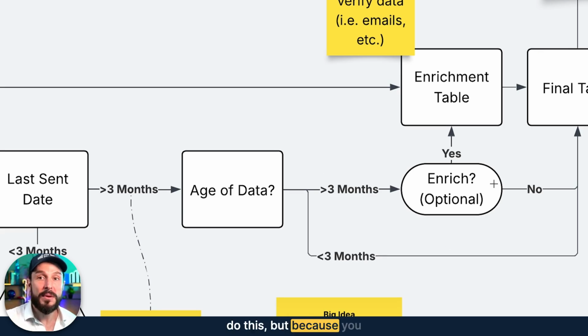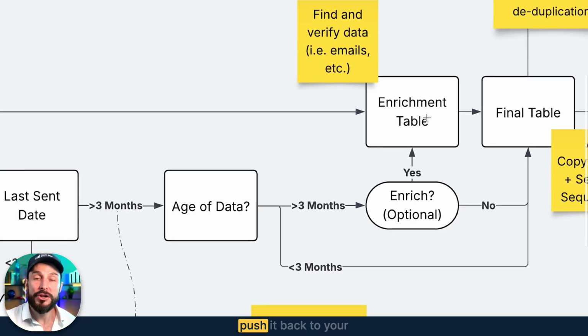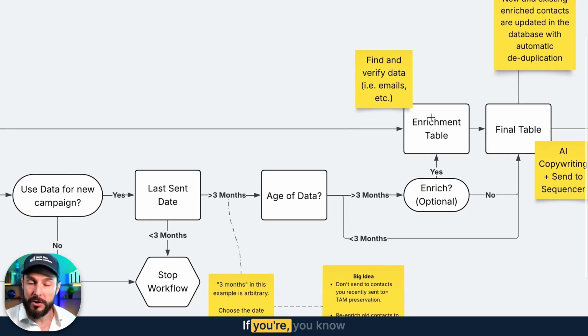Now you don't have to do this, but because you have the data, you can say, show me the delta between when we first pulled the data and how current that data is now. And if it's older than a certain amount of time, you can go ahead and push it back to your Clay table enrichment. If you know how to use Clay, you can either just do an add to table function, or you could do an HTTP webhook to move the data from one Clay table to another.